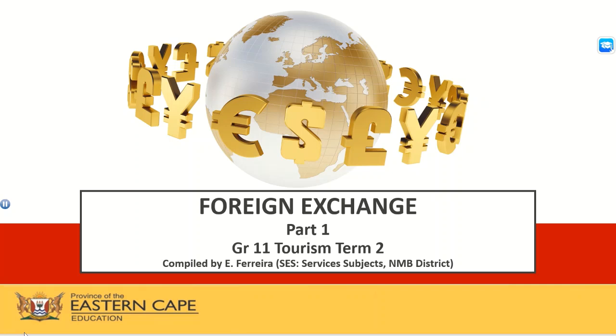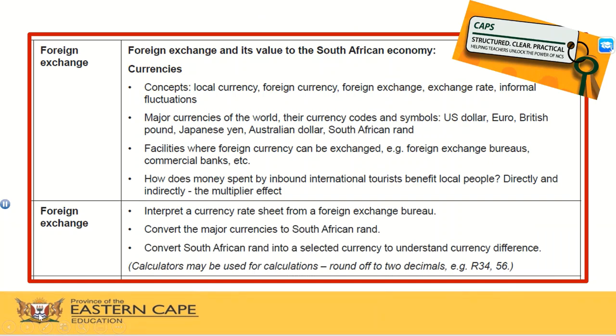I would just like to indicate to you exactly what we will be doing in today's lesson, and you will see the extract from your curriculum has come up on the screen now. Today's lesson is the first in a series of 2 lessons based on foreign exchange. The extract from the curriculum gives you an idea of what we will be doing in today's lesson. We'll be studying various concepts around currency, local currency, foreign currency, as well as foreign exchange, exchange rate, and fluctuations. We'll also be looking at major currencies of the world, their currency codes and symbols.